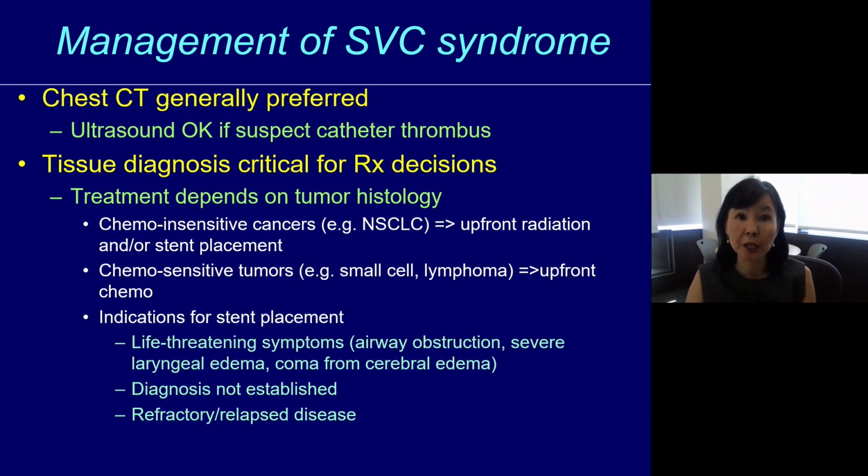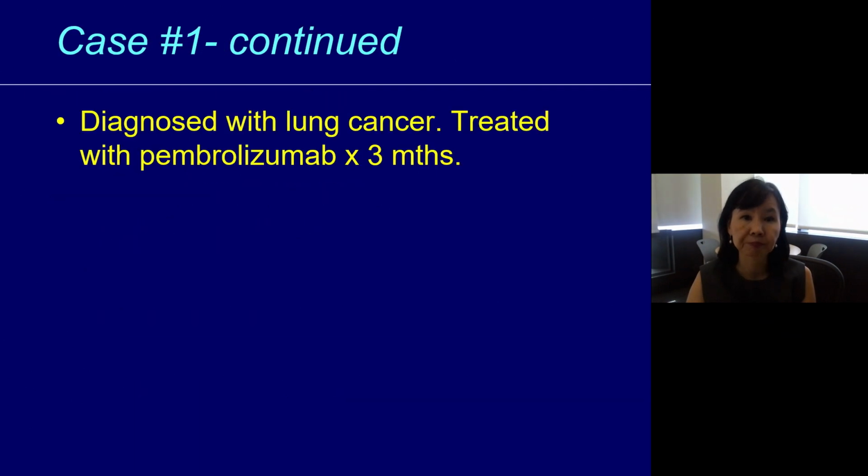And the indications for stent placement are either life-threatening symptoms such as airway obstruction, severe laryngeal edema, or coma from cerebral edema; the diagnosis is not established and you need that extra time; or if someone has refractory or relapsed disease such that we're worried that upfront treatment may not work that well. And as I said before, even though you want to do things in a timely fashion, it is rarely fatal. So now we're going to continue with case number 1, but there's going to be a different twist.